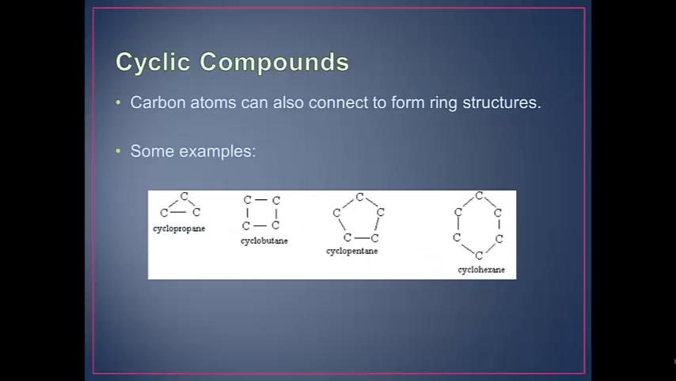Cyclic compounds are another thing we didn't really talk about very much in honors. So carbon atoms can also connect to form ring structures. Some examples of those are there. You need at least 3 carbons to make some sort of ring structure, and they all get named with the word cyclo in front. You can have double bonds in here as well. They would just change the ending of that.